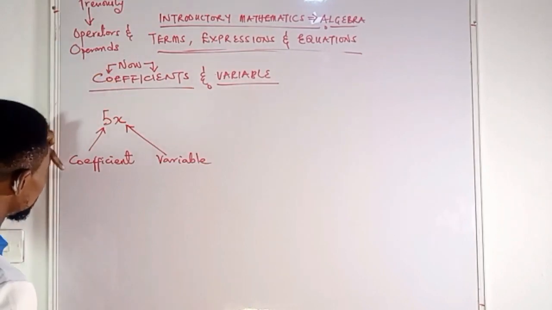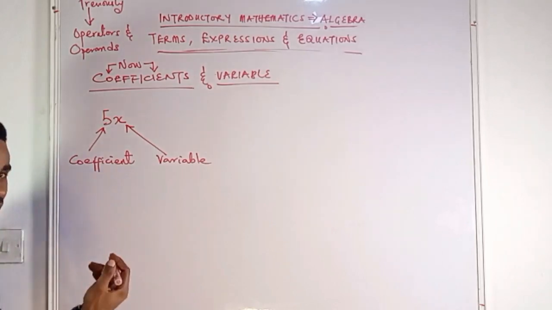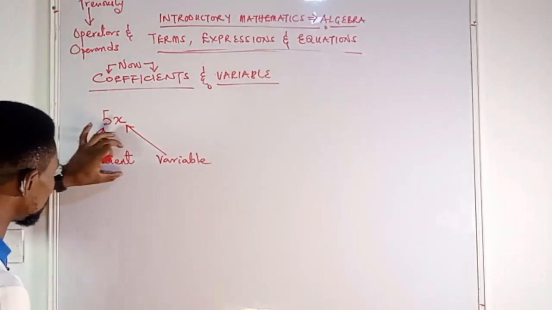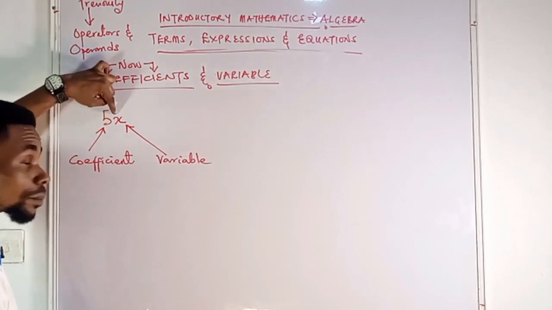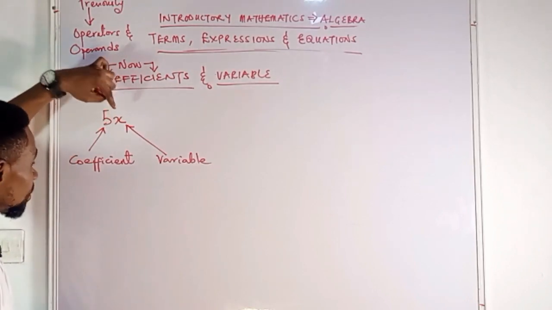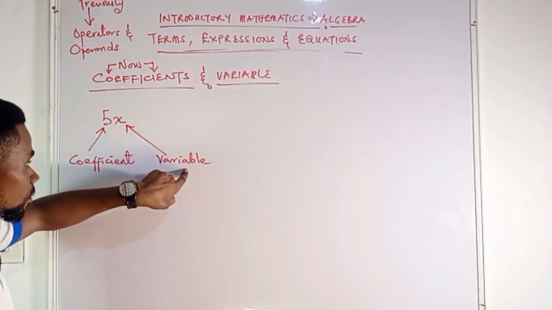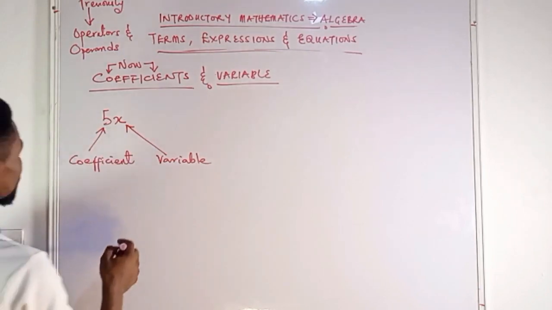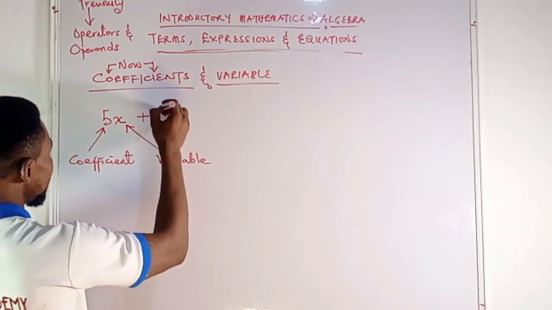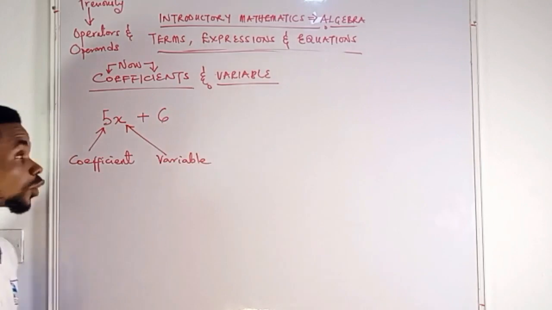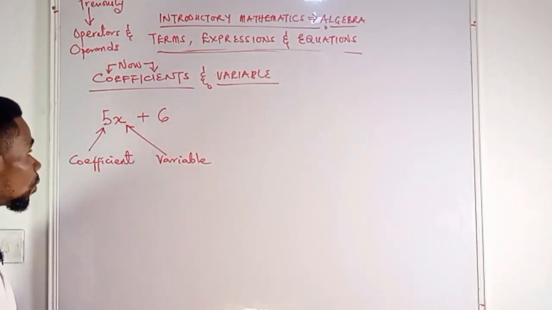The number 5, which is a constant number but has an attachment, is called a coefficient, all right? While the attachment to it, which is not a number but a letter of the alphabet, is called the variable. All right, so if, for instance, there is an operand here, and then an operator here, sorry, and then another operand 6, okay?